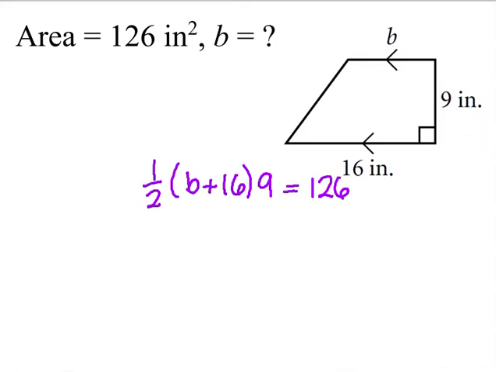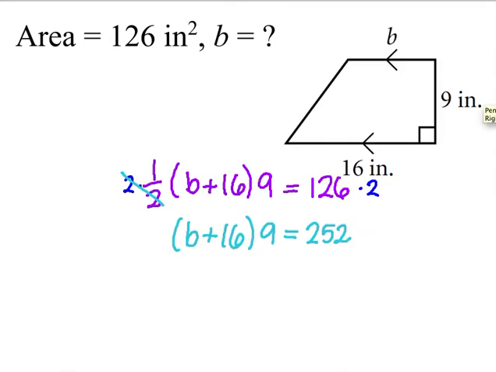What I'm going to do first of all is multiply by 2 to get rid of that 1/2. On the left side, those cancel, and I've got B plus 16 times 9. What's 126 times 2? 252. Now what else I'm going to do is divide by 9. What is 252 divided by 9? 28. So you see why I did that? Because then my 9's cancel here, and I've just got B plus 16.